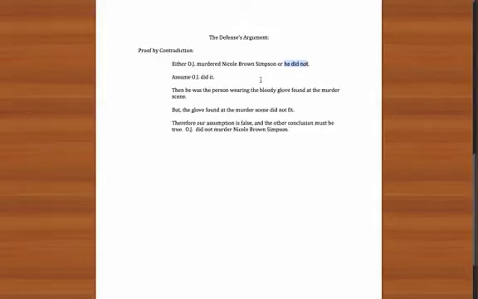So what a proof by contradiction does is that we're going to assume the opposite of what we want to prove. Now, the defense attorney wants to prove his innocence, so we're going to assume the opposite, that O.J. did the crime. Now we're going to follow a line of reasoning. If O.J. did it, then he was the person wearing the bloody glove found at the murder scene. But as we'll see in a minute on a little video clip, the glove found at the murder did not fit O.J. Simpson.